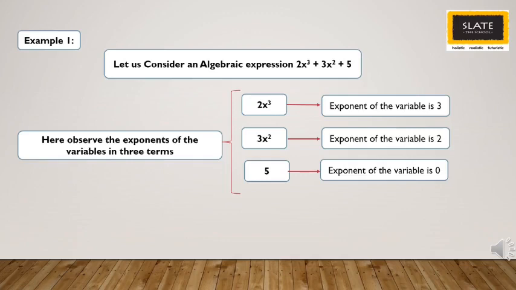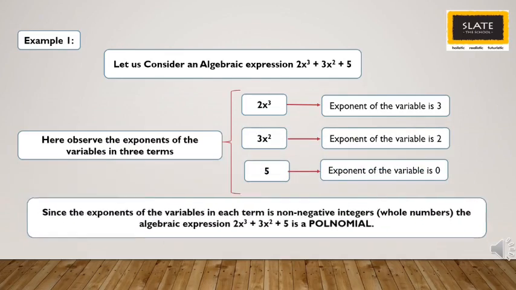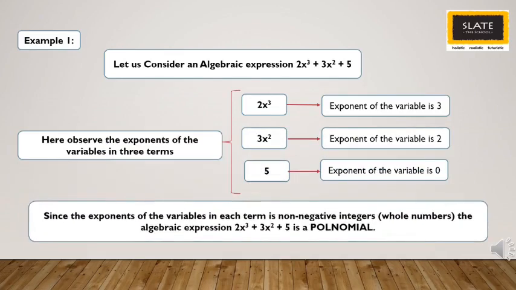Here, this constant 5 can be written as product of 5 and x power 0. Now the exponent of the variable becomes 0. Since the exponents of the variables in each term are non-negative integers, that is whole numbers, the algebraic expression 2x cube plus 3x square plus 5 is a polynomial.